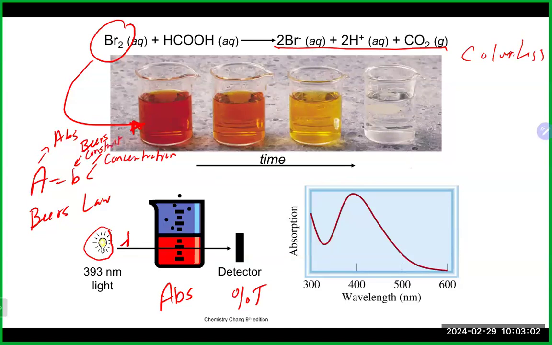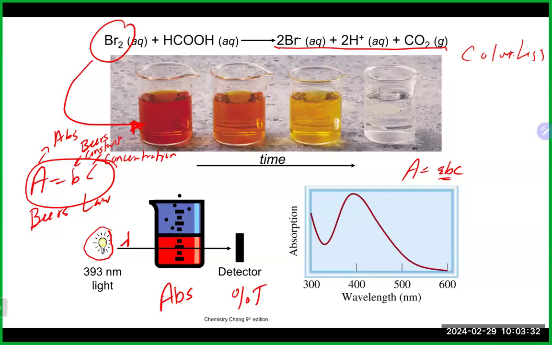There's also a different version, A is equal to epsilon b c. The epsilon and b are the molar absorptivity and the path length. A lot of times those are bundled together into Beer's constant part of the equation. The big A there is still absorbance, and c is concentration. Here at this school, we usually use the first equation for Beer's law.